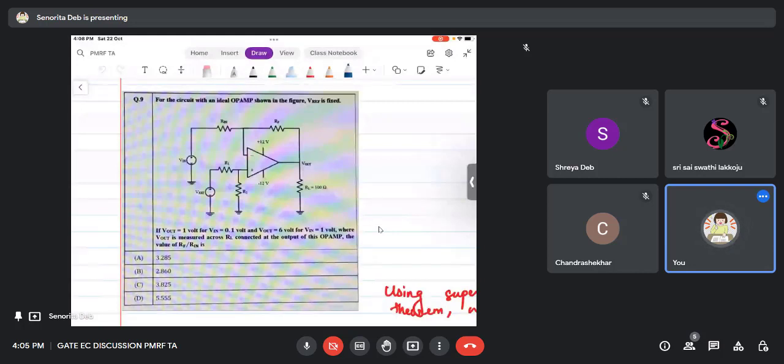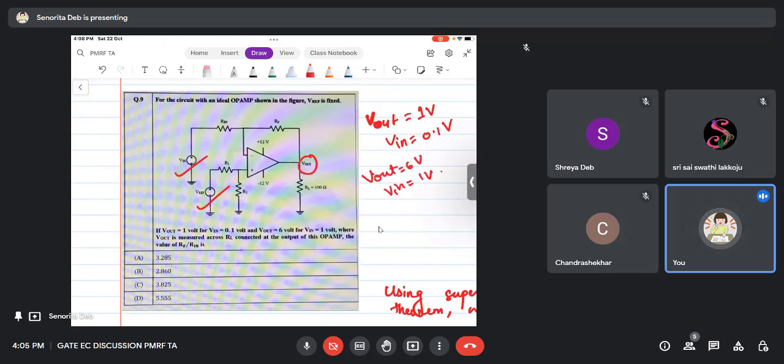So in this question, two voltage sources are given in the input, right? You can see Vin is there and Vref is there. If Vout is 1 volt for Vin 0.1 volt, and Vout is 6 volts for Vin 1 volt. The value of Vref is not given, but it is said it is fixed, and Vout is measured across RL. So find out the value of RF by RN.